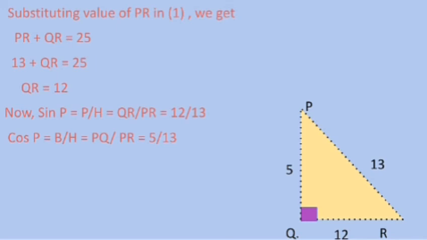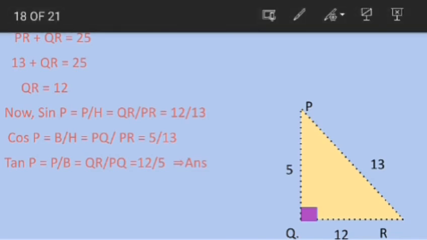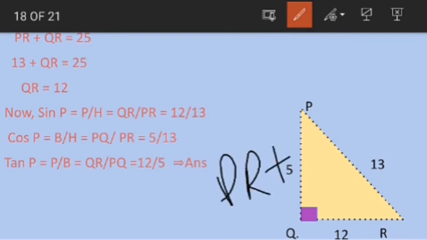So cos P is going to be 5 by 13, and tan P is going to be perpendicular upon base, that is QR upon PQ for angle P, that is 12 by 5. So in this way class, we have calculated sin P, cos P and tan P. So I hope class you understand. The main trick was just to figure out how we are going to calculate the value from this.